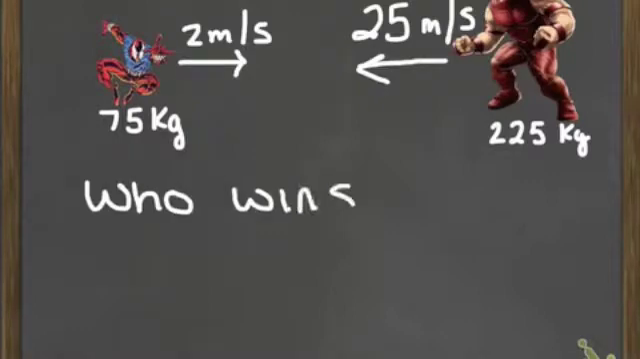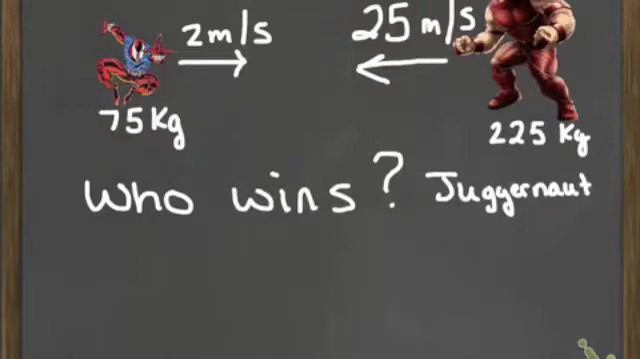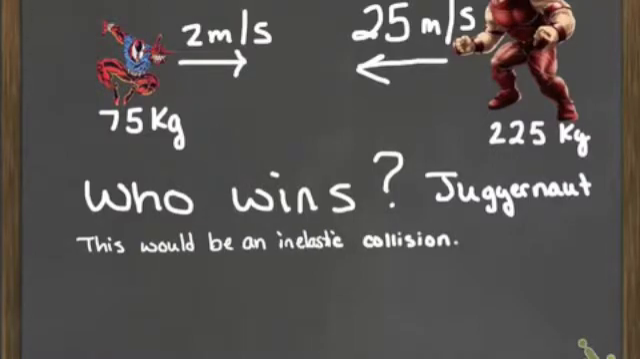Now, my first question is who wins? I think it's pretty obvious the Juggernaut's going to win in this situation. He's got more mass and he's moving at a faster speed. So this is going to be an inelastic collision. Juggernaut's basically just going to cream Spidey and slam Spidey into the left-hand side of the frame. Okay, so he's just going to keep going.